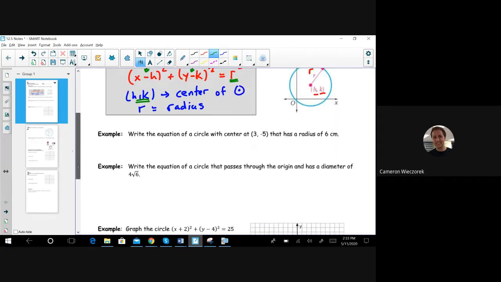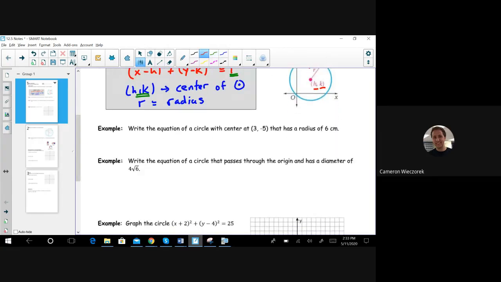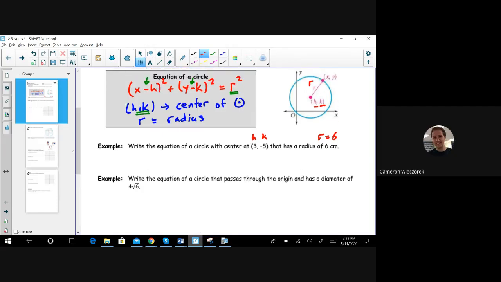So for example, let's say they want you to write the equation of a circle with a center at 3, -5, and the radius of the circle is 6 centimeters. What do you need? You need h, you need k, and you need r. The center is h, k, and the radius they're telling us is 6. So if you look at your format of your equation, you need x minus h squared. I see a positive 3 for h, which means I'm going to have to make it x minus 3 squared.